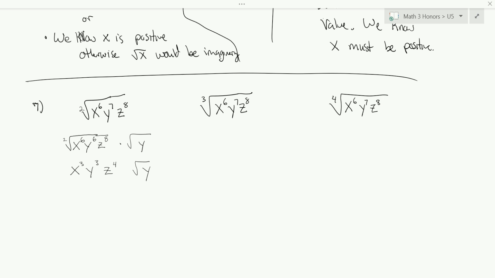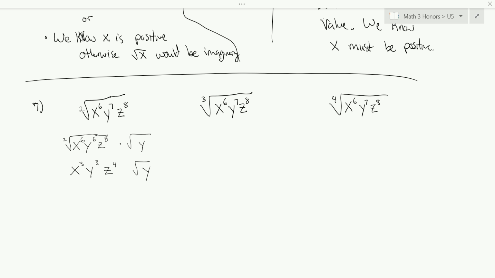So what do you guys think? Absolute value anywhere or not? Does z need an absolute value? If z were negative, would z to the 4th be positive? Yeah. Could z be negative in this problem? Yeah. So z could be negative, but even if it were negative, z to the fourth would make that positive, so we don't need the absolute value there.